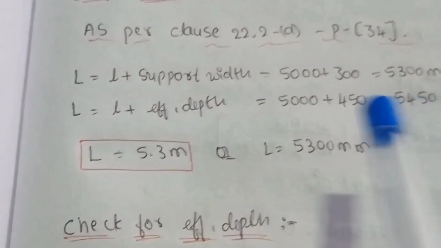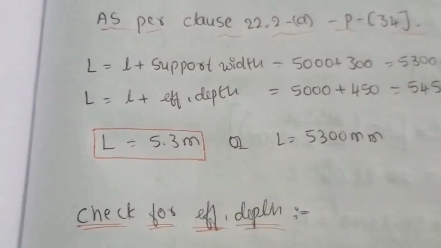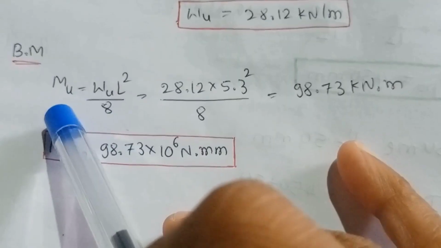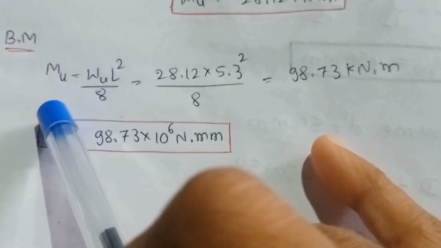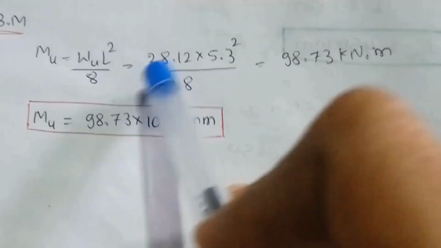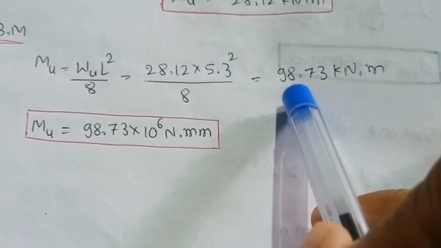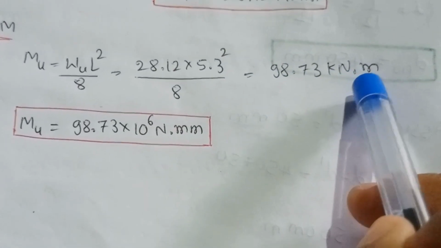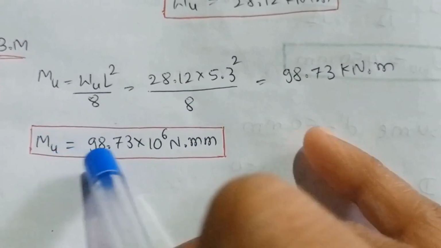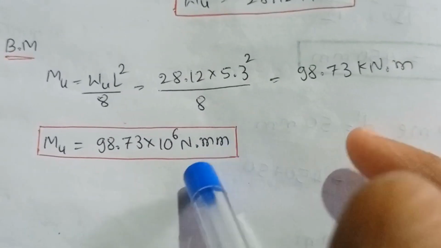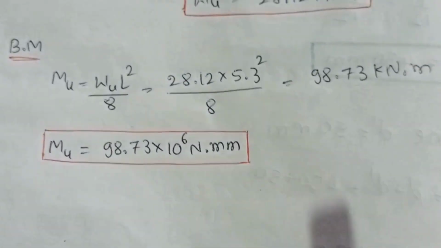So after the calculation of effective span, we will go for calculation of bending moment. We have the bending moment formula for simply supported beam, that is Mu is equal to W L square divided by 8. Substitute all the values, after simplifying this, we will get 98.73 kilonewton meter. So Mu is equal to 98.73 into 10 to the power of 6 Newton mm in terms of mm. This is how we calculate the bending moment.